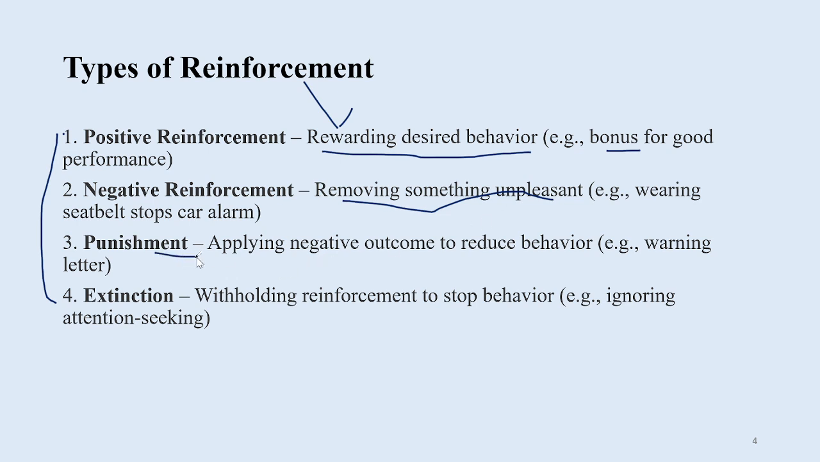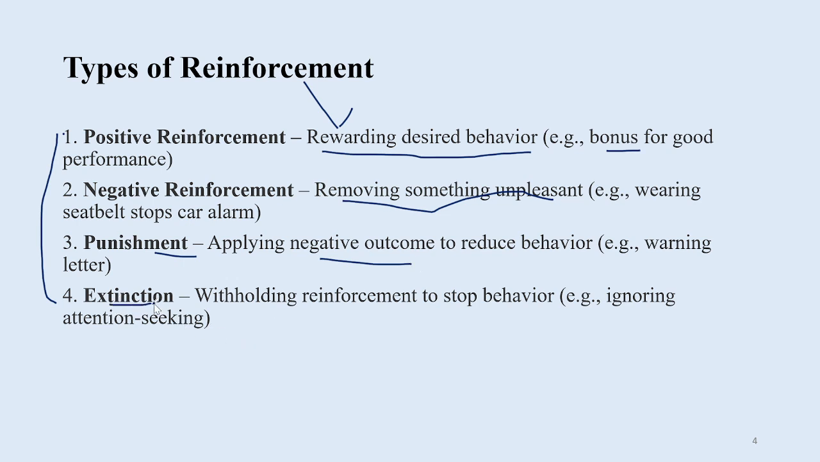Third is punishment, applying a negative outcome to reduce behavior. You don't want a behavior to repeat, so you will attach a negative outcome, a punishment, with it. For example, a warning letter. If you have set a desired target for the organization and your employees are not meeting those targets, you will write a warning letter to the employee. So next time he will not do the behavior that will reduce the sales of the organization.